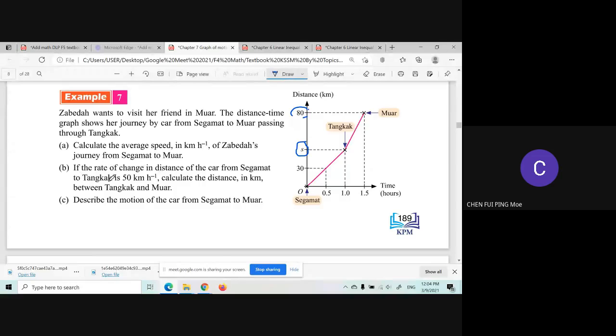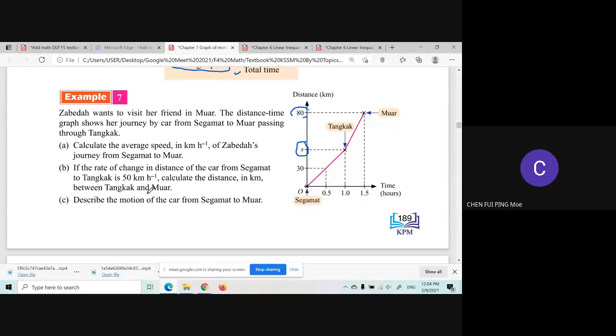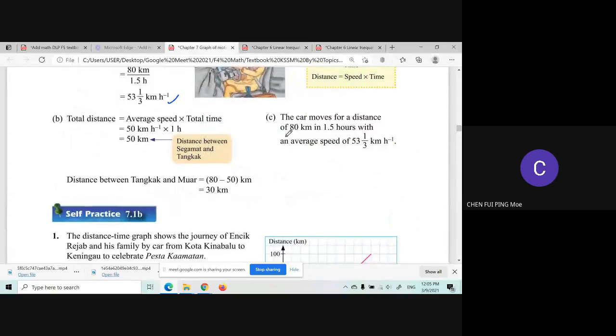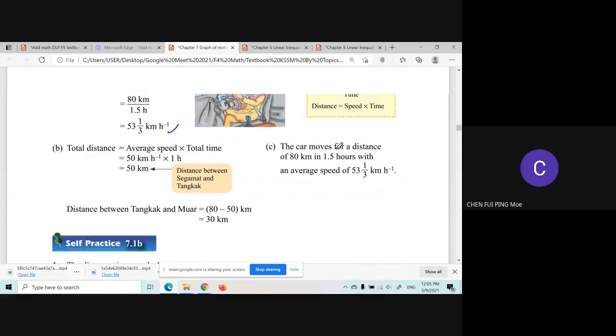Can you understand? Okay. So question C, describe the motion of the car from Segamat to Muar. How to describe? The car moved for a distance of 80 km in 1.5 hours with an average speed of the one you calculated just now. Just explain using the average speed.